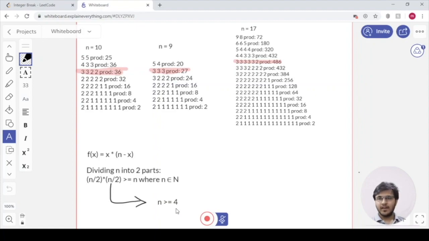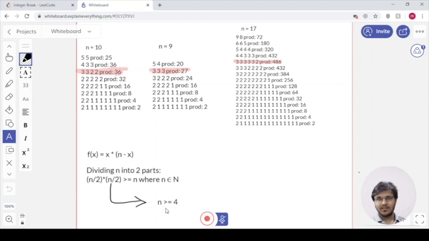So when n is greater than or equal to 4, we can divide the number n into two parts such that the product is maximum. What do we get from this statement? Actually, when n is greater than 4, we are dividing the number. We are not dividing it when n is equal to 3, 2, 1 and 0. When n is less than 4, we don't have to divide it because we already have the maximum product.